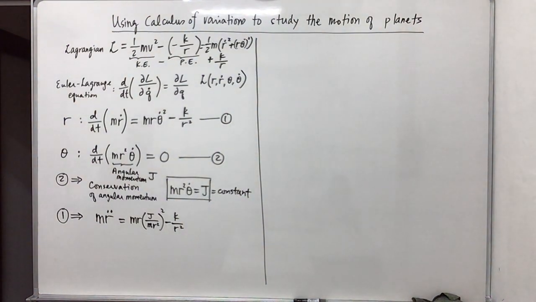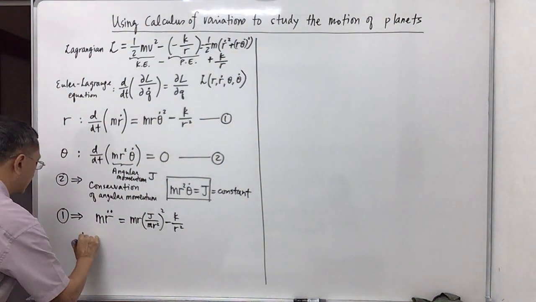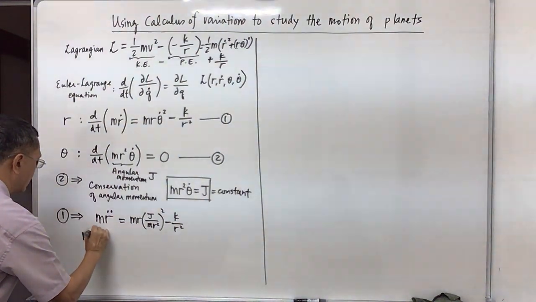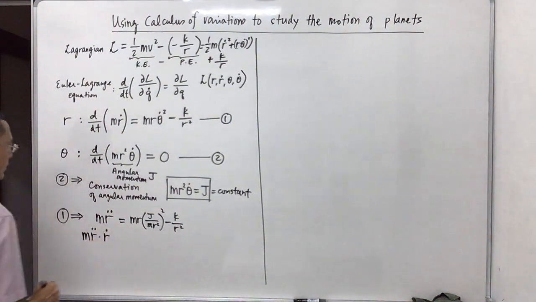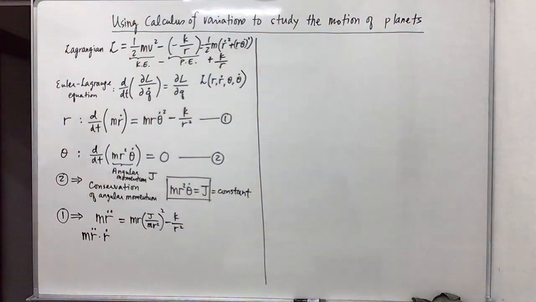Okay, now there's a little trick that we're going to play so as to transform this equation into something that is going to be easier to work with. We're going to multiply both sides with dr dt. In other words, I'm going to write it as m r double dot times r dot. This is to multiply both sides by dr dt.